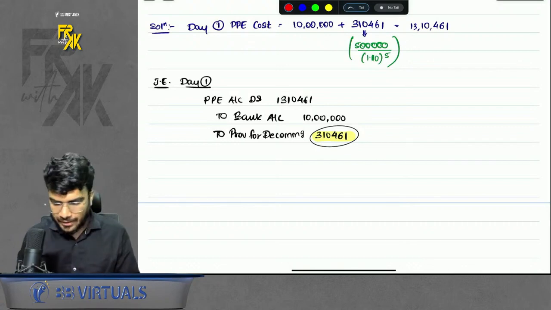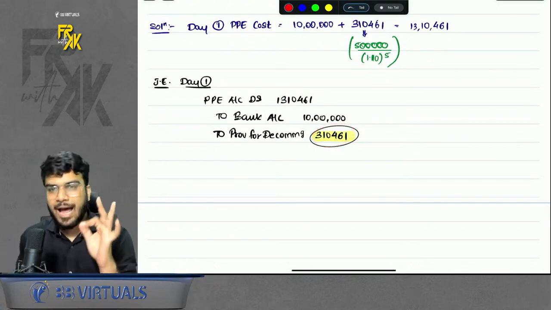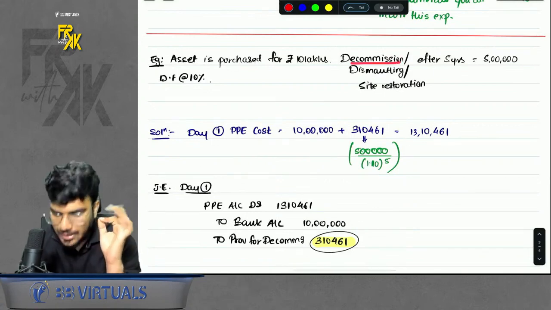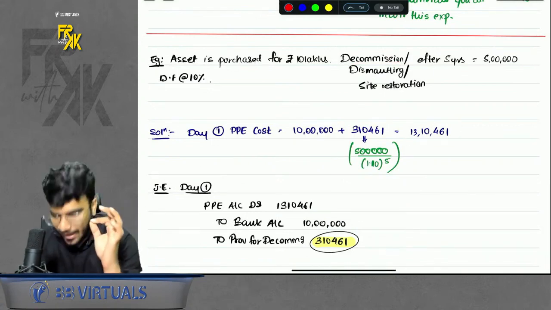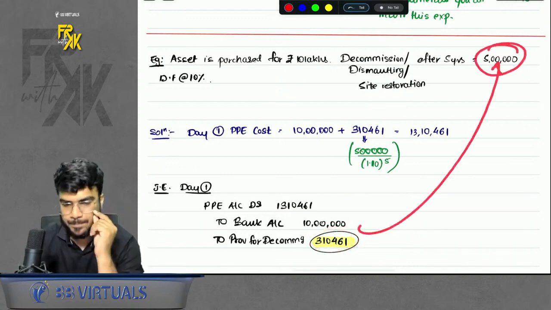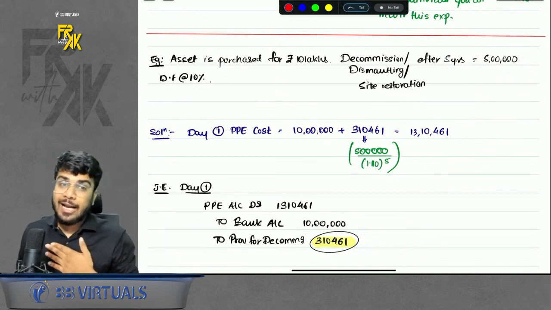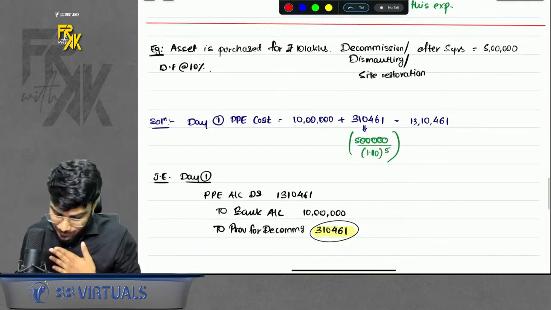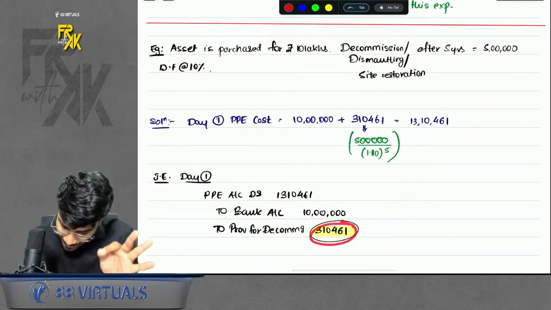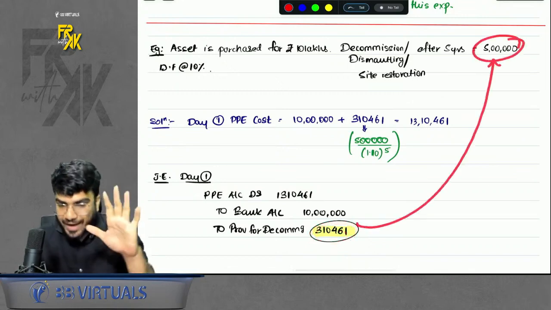We might have created a liability of 3,10,461. But after 5 years, in the name of decommissioning, do we have to pay 3,10,000 or do we have to pay 5 lakhs? Again, I will repeat my question. You have created a liability of 3,10,000 today. But after 5 years, will you have to make a payment of only 3,10,000 or will you have to make a payment of 5 lakhs?